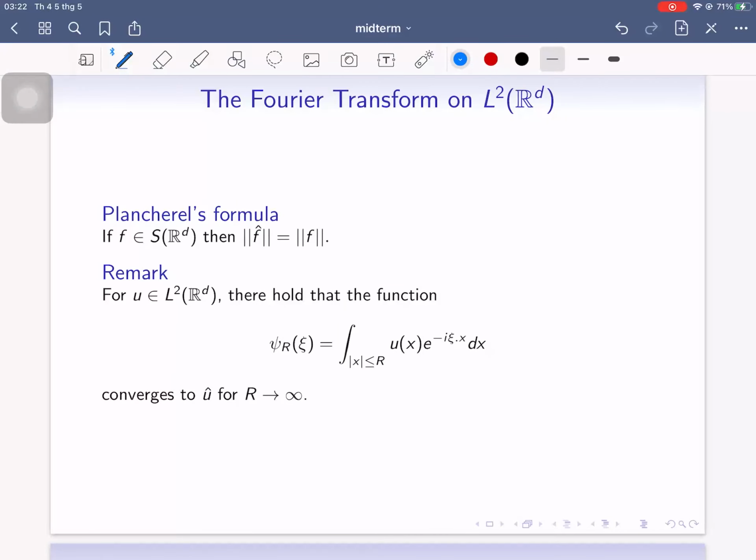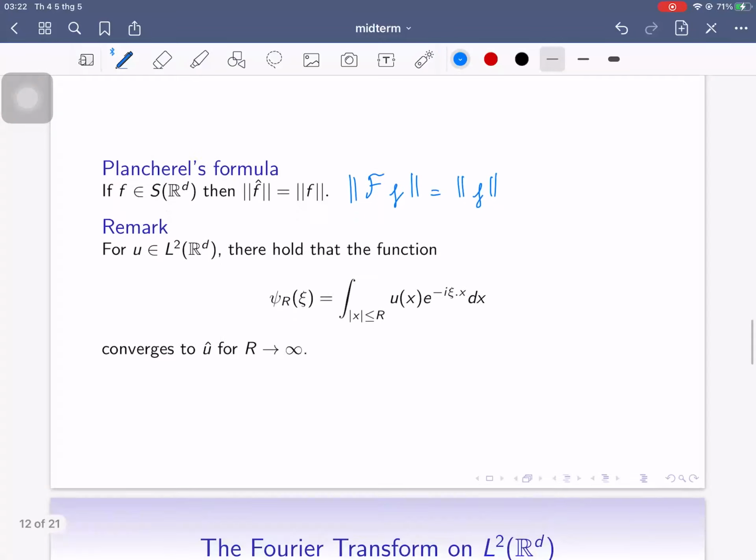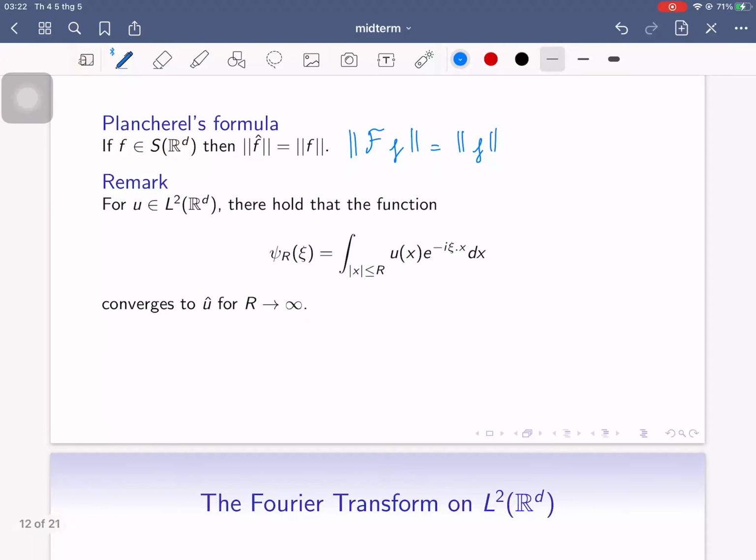First we have the Plancherel formula. It says that the norm of the Fourier transform of f equals the norm of f.